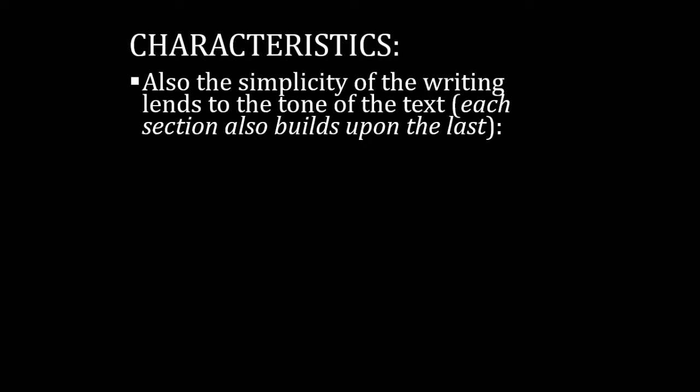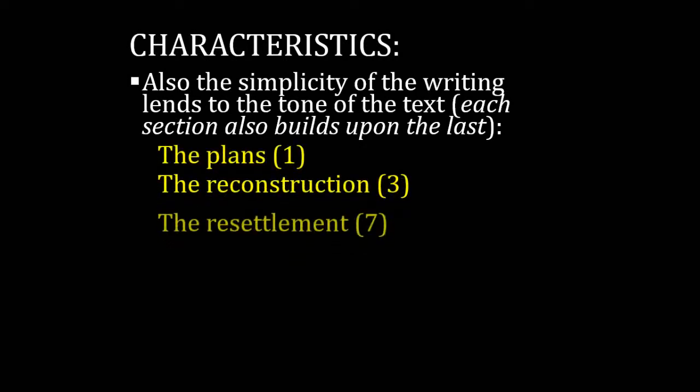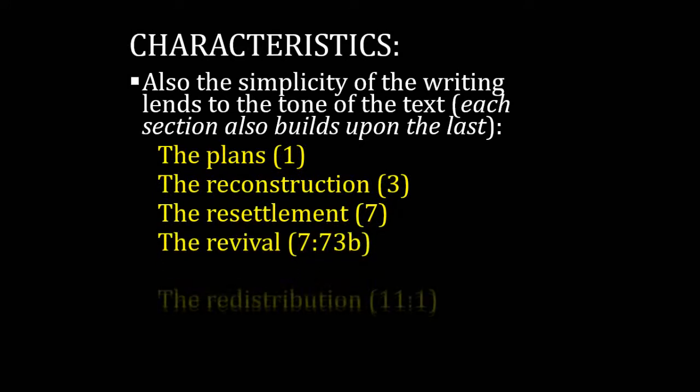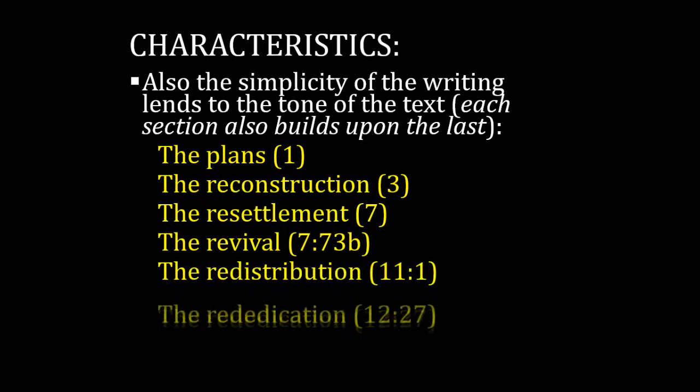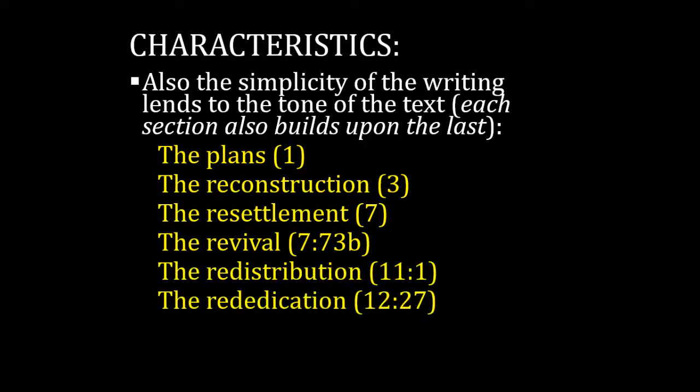Each section builds upon the last. You have the plans that come, the reconstruction, the resettlement, the revival, the redistribution, the rededication. And so we see all of these elements building one upon the other as you walk through the book. And so there's some order to it, which is very fascinating, because when you look at Nehemiah, what he has to do, it is an issue of orderliness, right? And that was what he was there for.